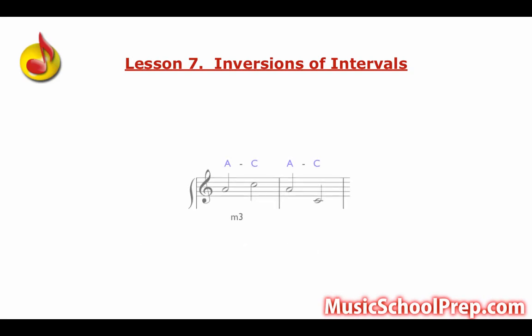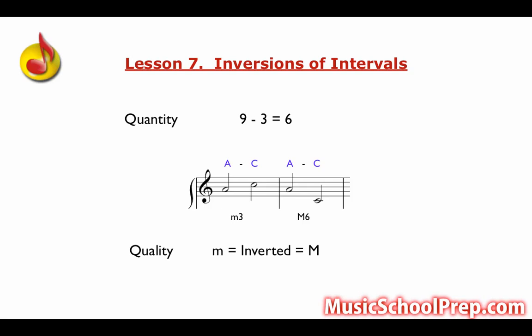Here we have a minor third, so 9 minus 3 gives us 6. We know the quantity is a sixth. Then, as we just discussed, minor intervals, when inverted, produce major intervals and vice versa. So this inversion results in a major sixth.